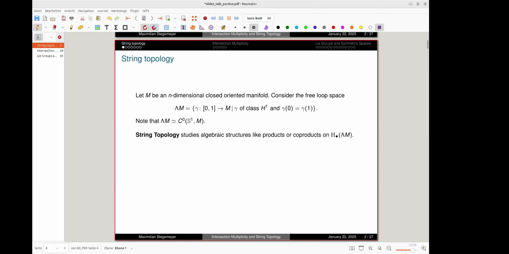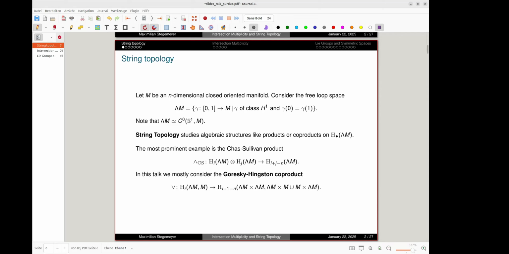All right, and string topology studies algebraic structures like coproducts or products on the homology of the free loop space. The most prominent example is the Sullivan product. This is an honest product on the homology of the free loop space with a degree shift of minus n, where n is the dimension of the manifold, and this is what got this whole business started. In this talk, I will mostly talk about the Goresky-Hingston coproduct, which in the title of the talk I called the string topology coproduct.